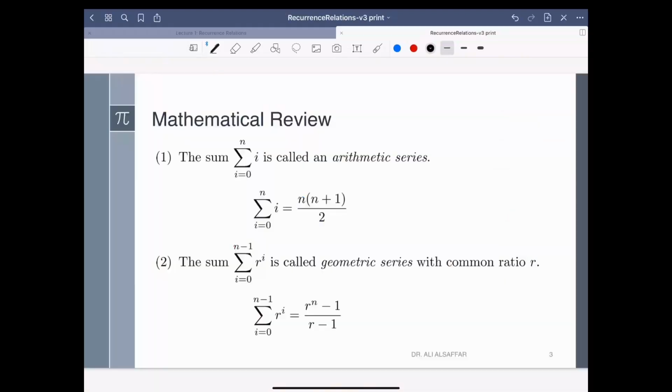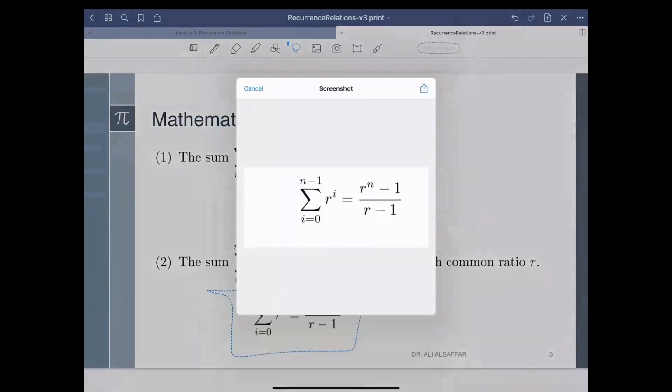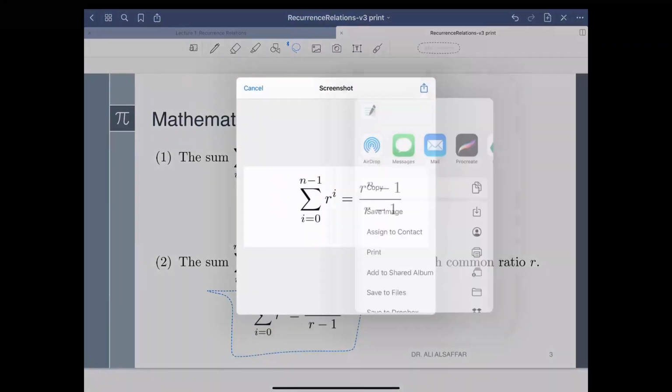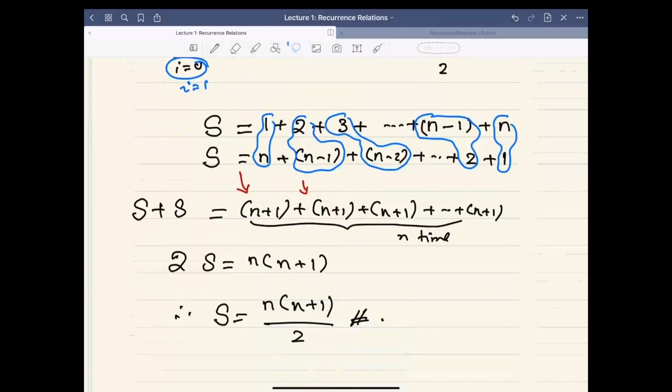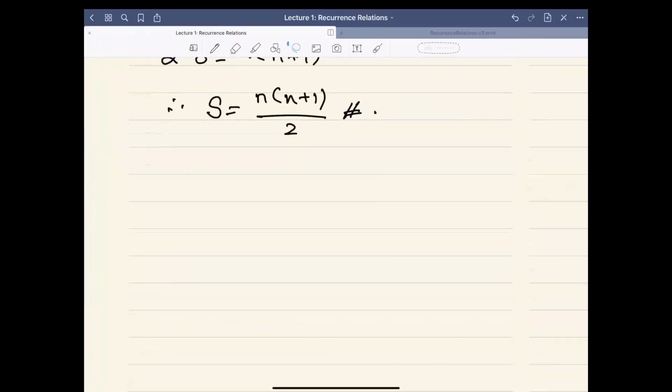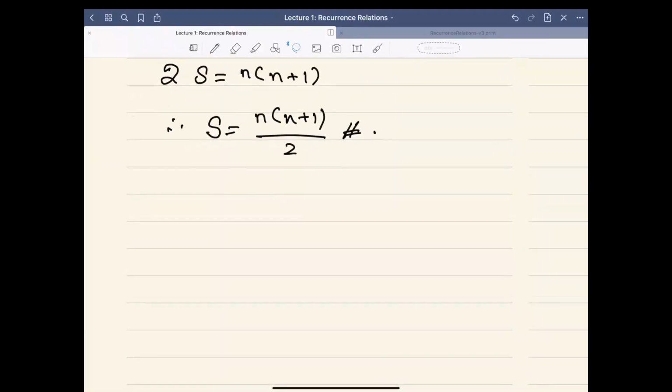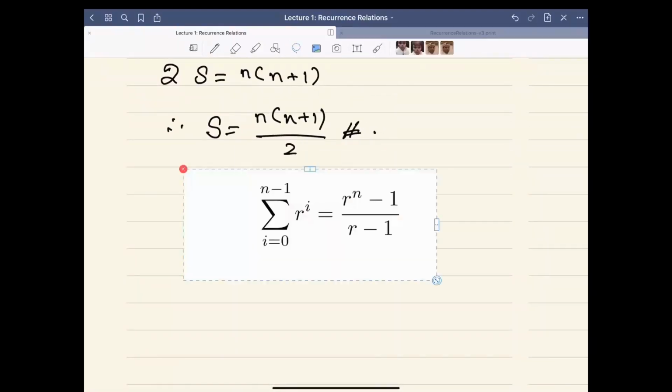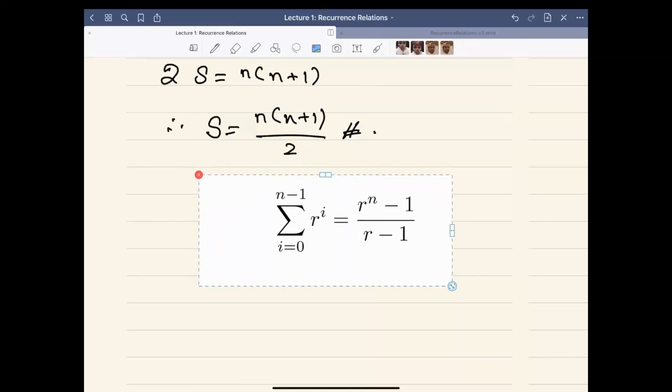For the other sequence, this is our sequence.